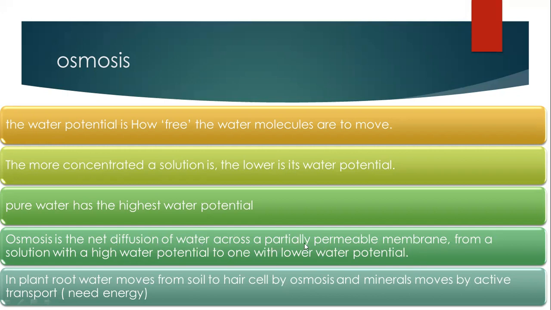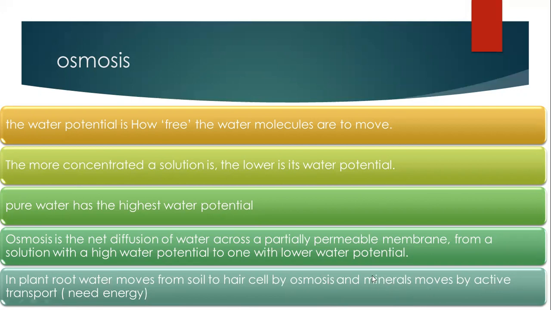water across a partially permeable membrane from a solution or area of higher water potential to an area of lower water potential. Remember this. The more concentrated the solution is, the solution containing solutes, the more concentrated solution has less water potential, and pure water has the highest water potential. In the plant root, water moves from the soil to the root hair cell by osmosis, and the minerals move by active transport that requires energy. Remember, this is very important. Movement of water into the root hair cell is by osmosis, because the water potential in the soil is more than inside the root, so it moves by osmosis.